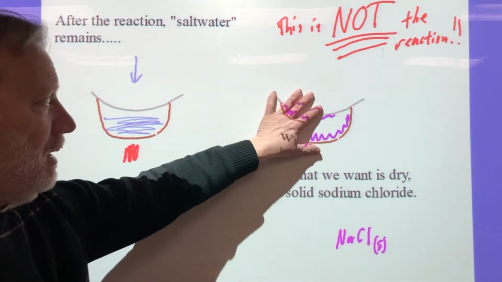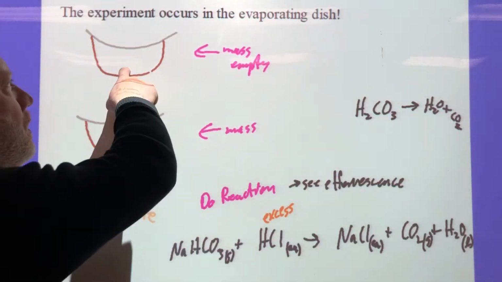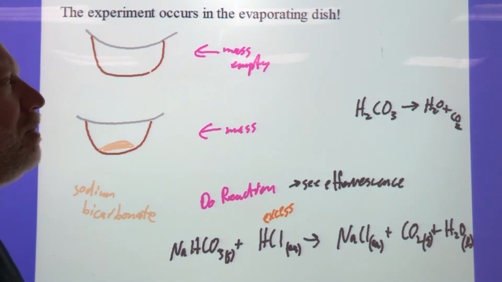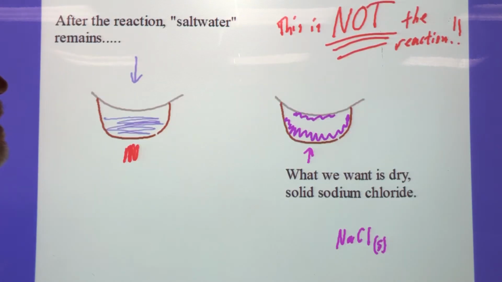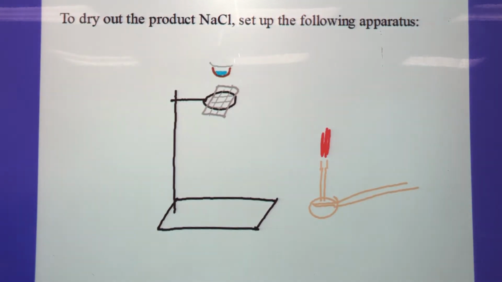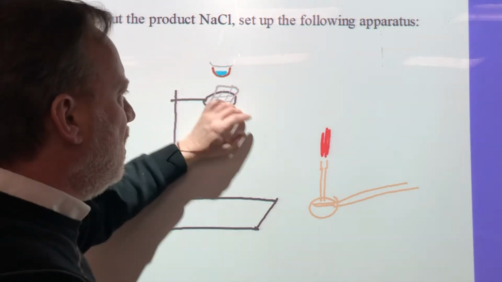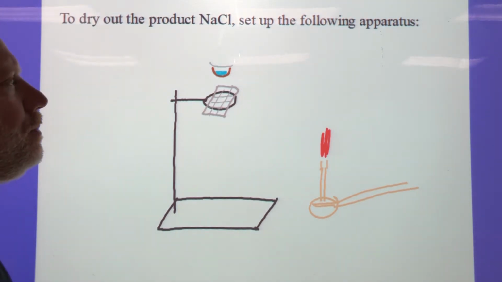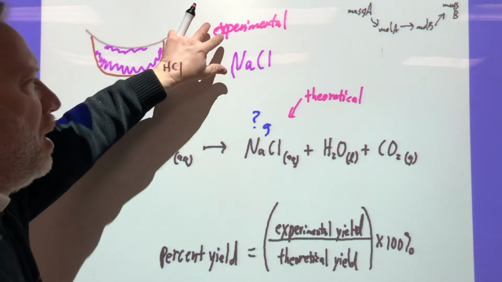You weigh that and subtract off the empties that you started with, the empty watch glass and the evaporating dish that you started with, and you've got the mass of the salt. Okay? So to dry it out a day later, after the reaction is done, you put this on here, put the flame under it, dry it out. Okay, what's in here is your experimental.